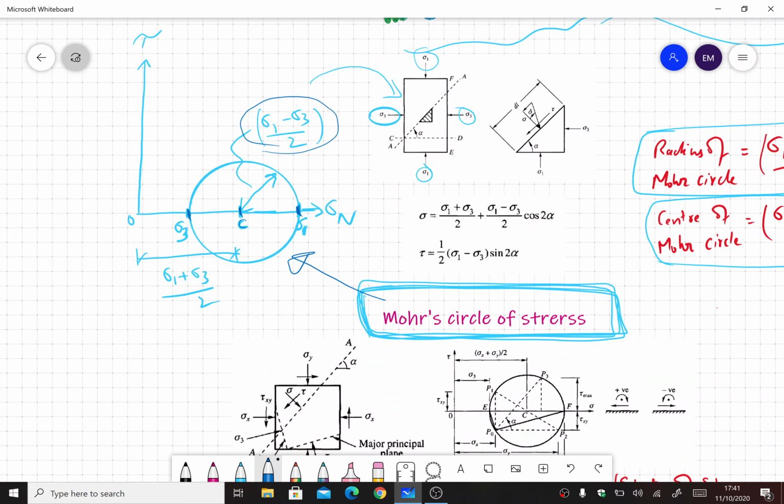Okay, so this is how we plot a Mohr circle once we know sigma 1 and sigma 3. There can be a chance that we do not know the principal stresses on the soil specimen, and we know other stresses. So let's see how to draw the circle in that case.